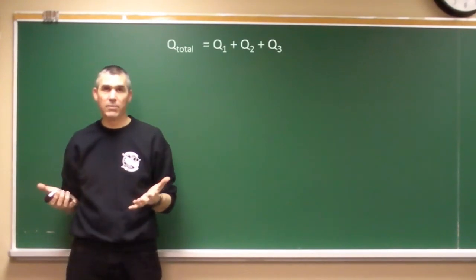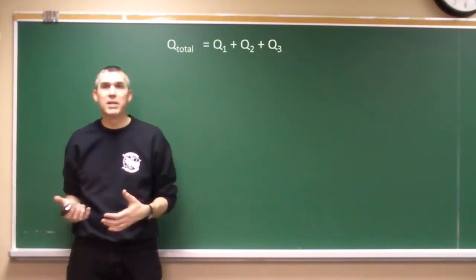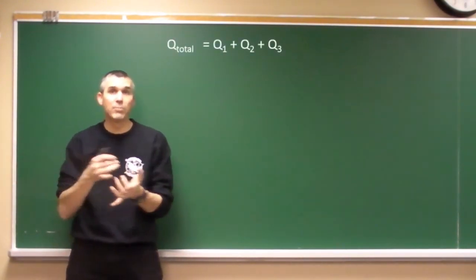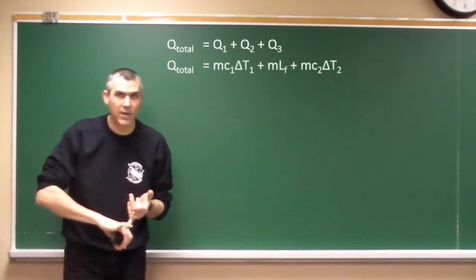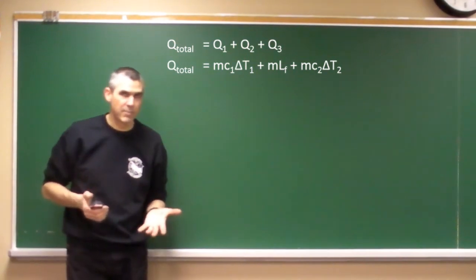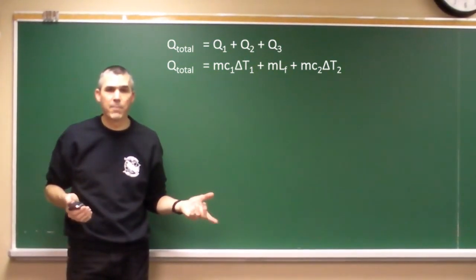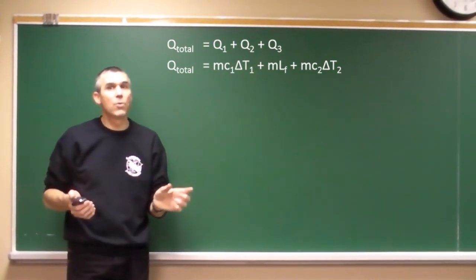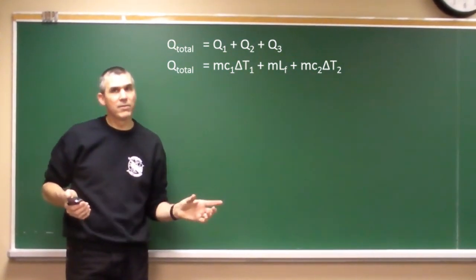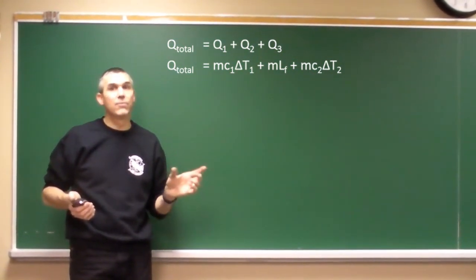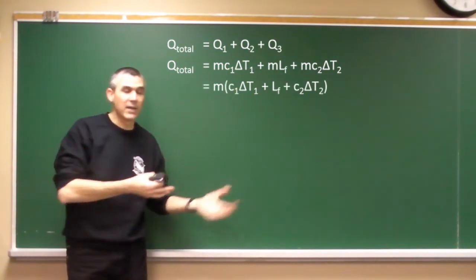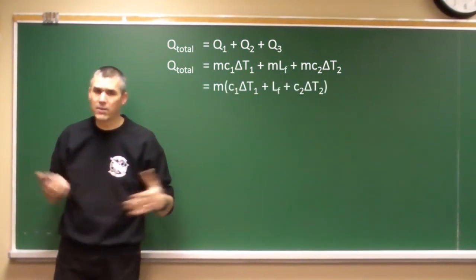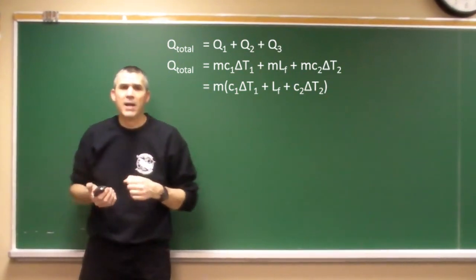So to solve the problem, the total amount of energy is going to be equal to the individual steps, so Q1 plus Q2 plus Q3. So we have the mass of ice times the specific heat capacity of ice times the change in temperature, plus the amount of energy required to melt it, plus the amount of energy mc delta T for liquid water. We can factor out the mass term, if you like, or you don't have to, you can just leave it in.